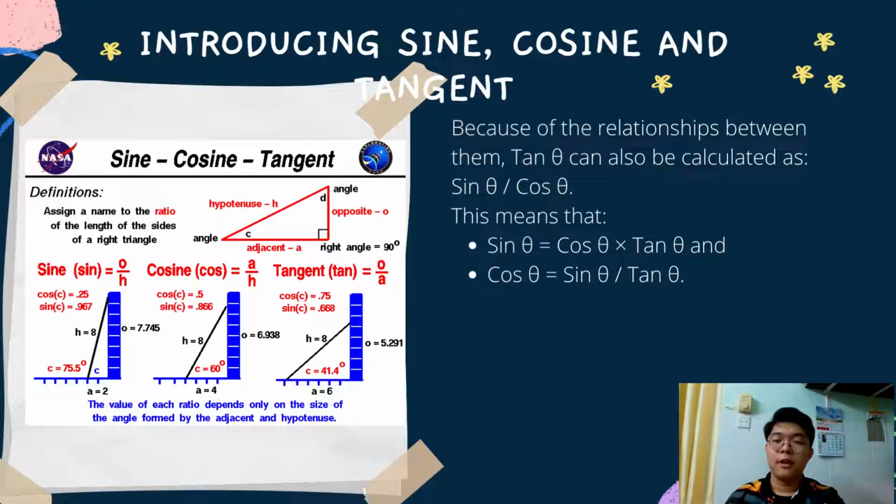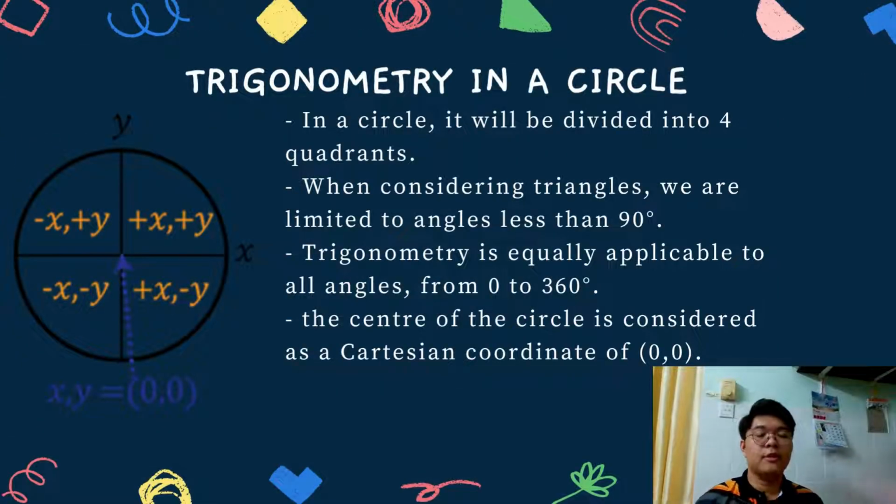Because of the relationships between sine, cosine, and tangent, theta can also be calculated as sine theta over cosine theta. This means that sine theta equals cosine theta times tangent theta, and cosine theta equals sine theta over tangent theta, as shown in the diagram. Next is trigonometry in a circle.